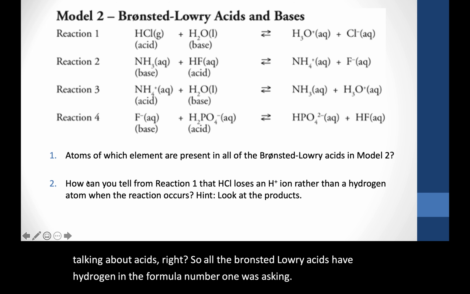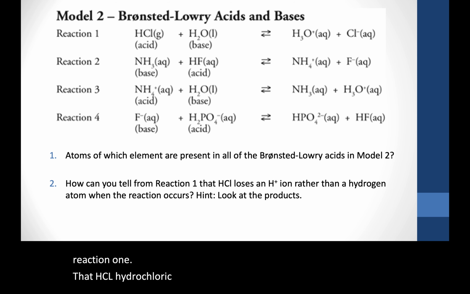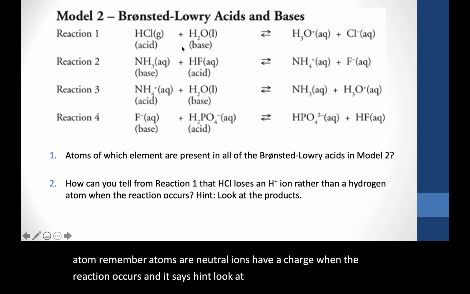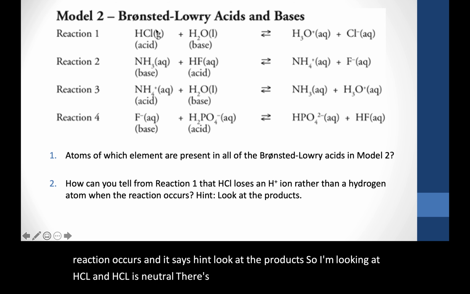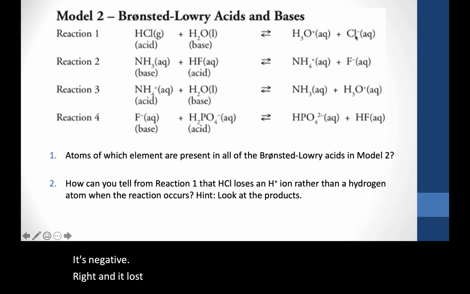Okay, so number 2 says, how can you tell from reaction 1, so let's focus on reaction 1, that HCl, hydrochloric acid, loses an H plus ion rather than a hydrogen atom? Remember, atoms are neutral. Ions have a charge when the reaction occurs. And it says, hint, look at the products. So I'm looking at HCl, and HCl is neutral. There's no charge up here. And if we look at our products, what happens when the Cl is by itself? It's negative, right? And it lost that hydrogen ion. So that hydrogen ion must have been balancing it out, and it must be positive.